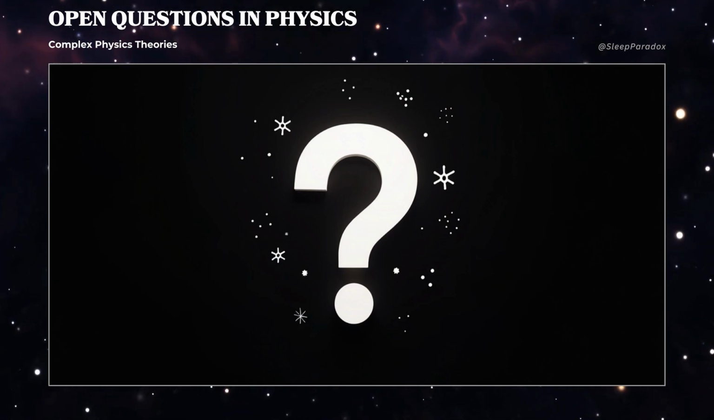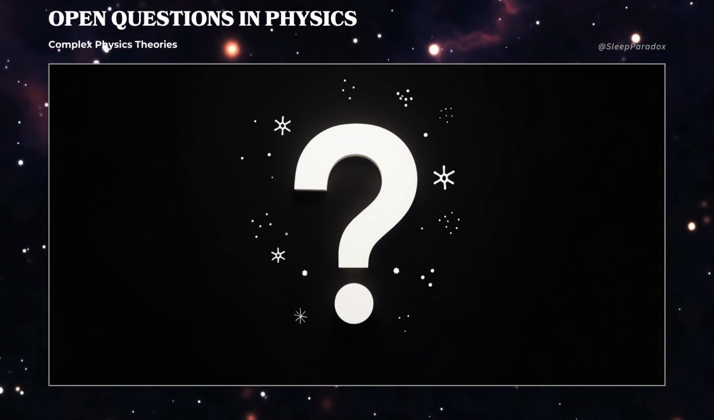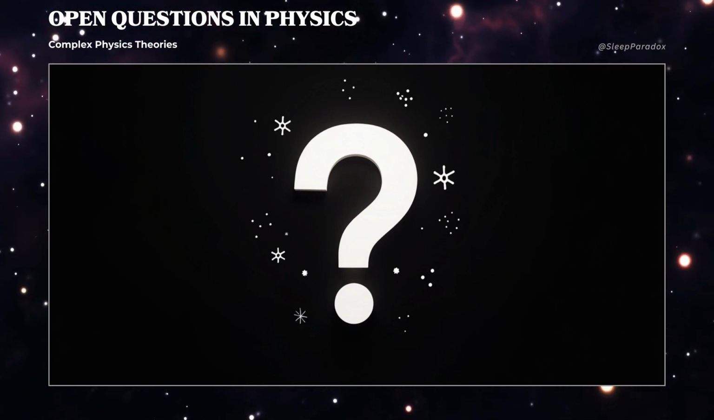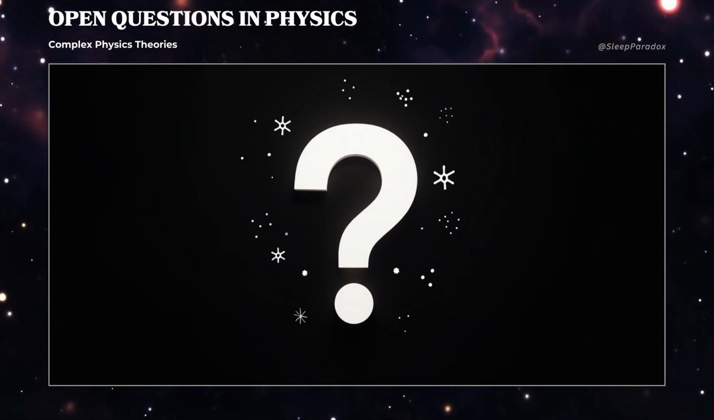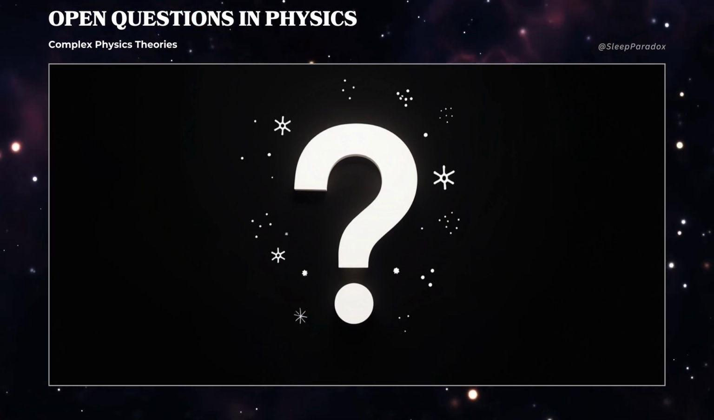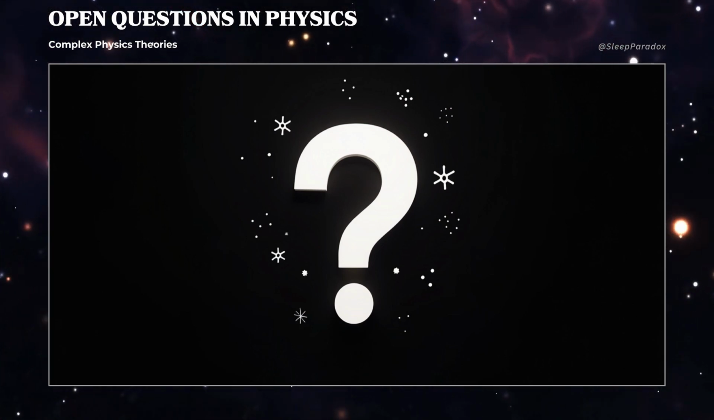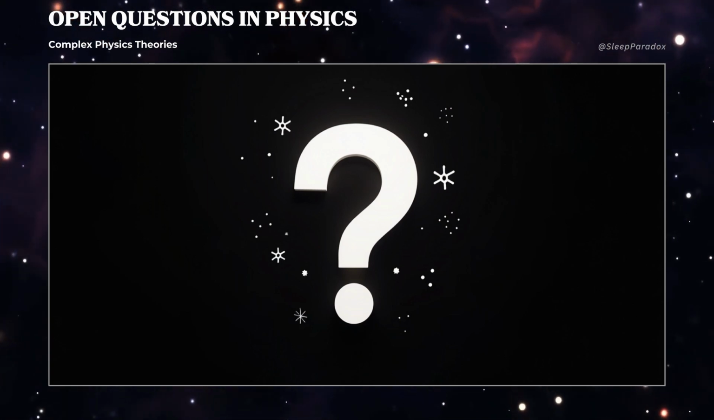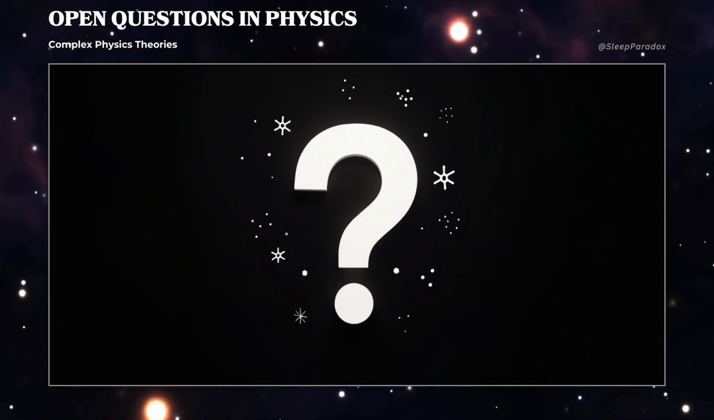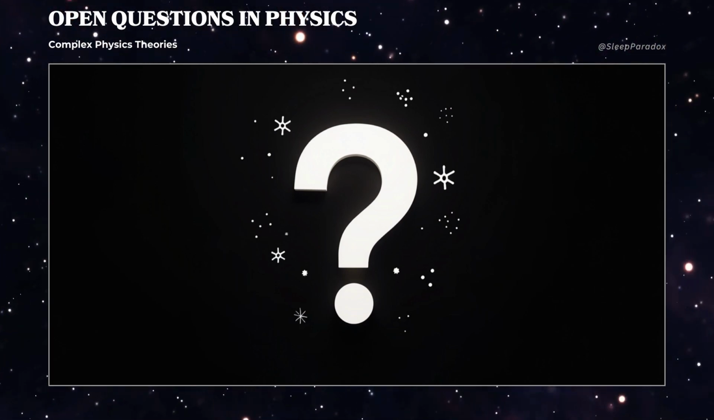Finally, there's the possibility that our current theories are just approximations. Just as Newtonian physics gave way to relativity and quantum mechanics, our current models might be part of a deeper, more unified picture. We don't yet know what that deeper picture looks like.